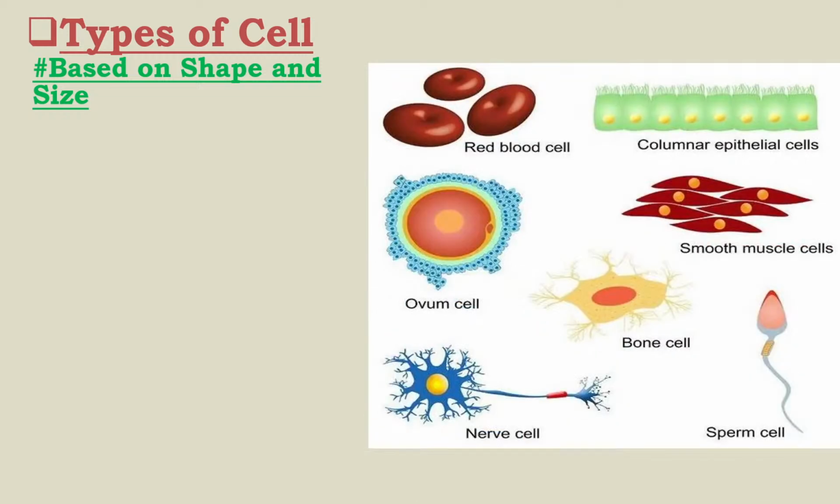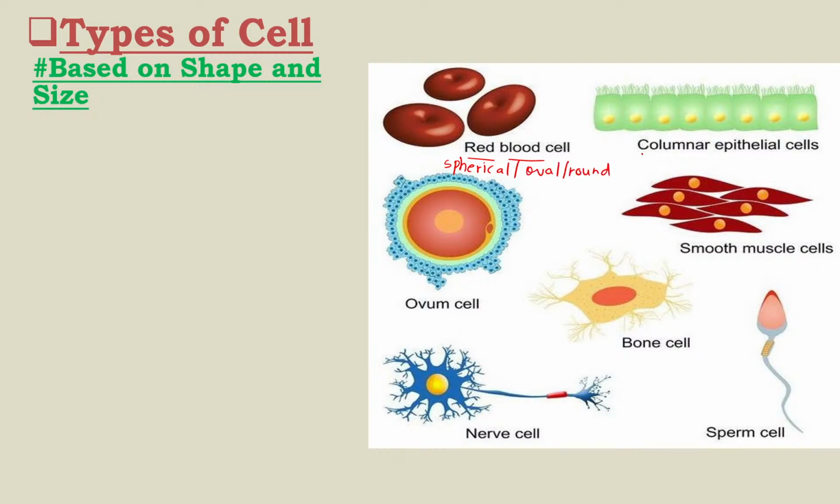Now there are different types of cells. Let us understand the different types of cells based on the shape and size. Okay, RBC, what is the shape of RBC? What type of cells are these? Actually, they are spherical cells, isn't it? Round shape or oval shape or round shaped cells.